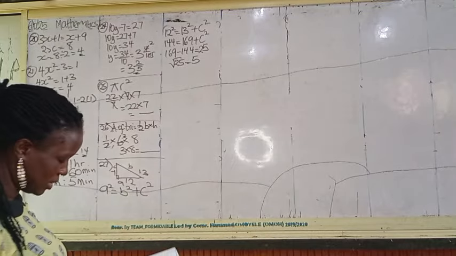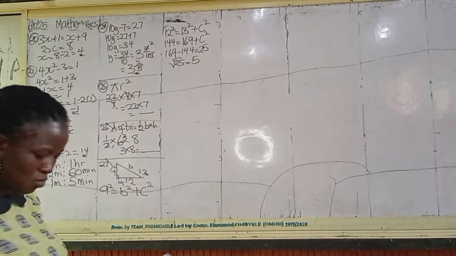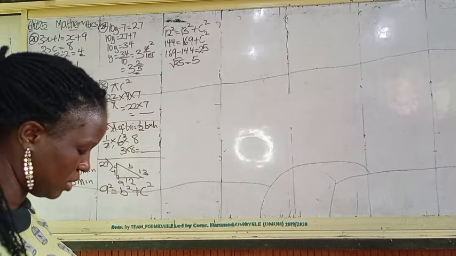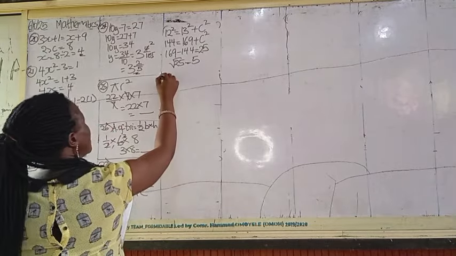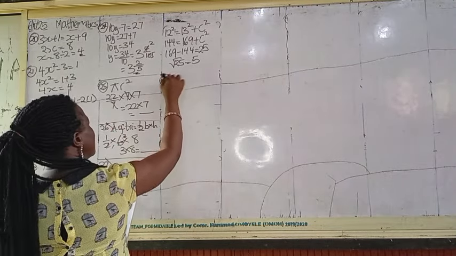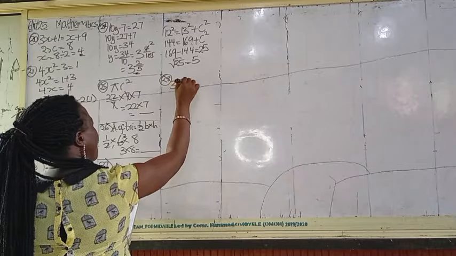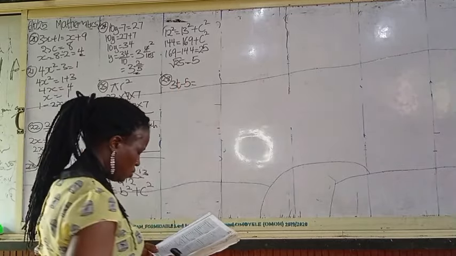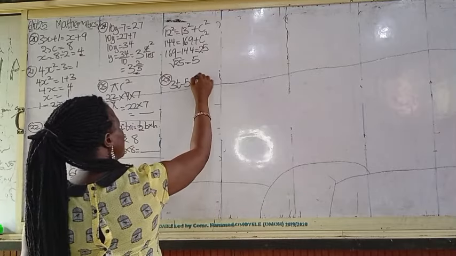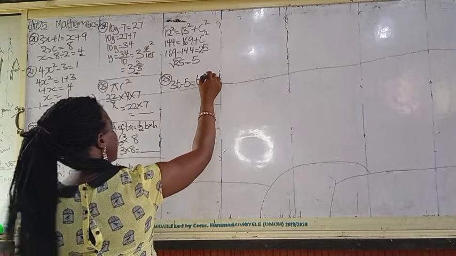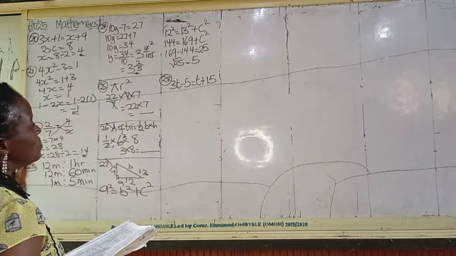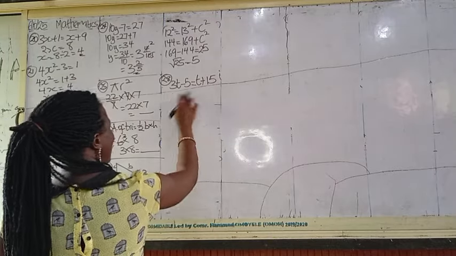Number 28 question. We are to find the value of t in the equation. We have 3t minus 5 is equal to t plus 15. So what do we do here? Let's take the t's aside and the figures aside. So we are taking t aside.